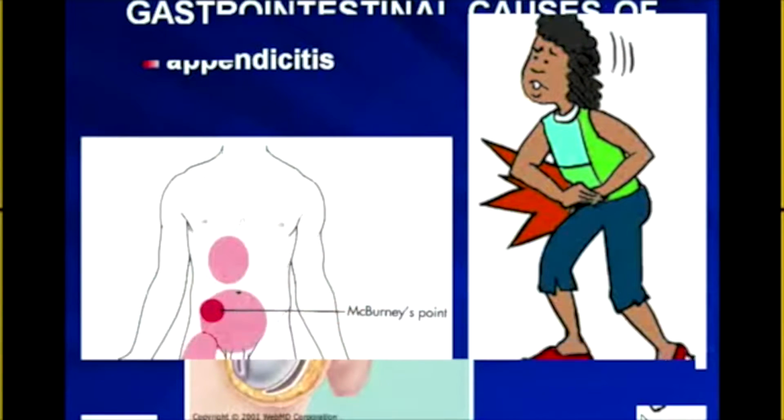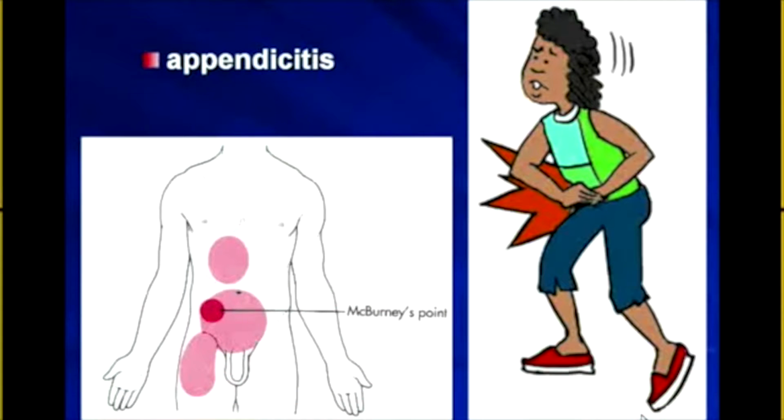Appendix is another GI problem. So this is, again, the appendix related to the small intestine. The appendix relating to the intestines. One of the areas that patients often describe with this is McBurney's point. McBurney's point is assessed with the patient supine, and it's the halfway point between the umbilicus, the belly button, and the ASIS. McBurney's point is a point of maximum tenderness, and pressure in this area can elicit the patient's pain.